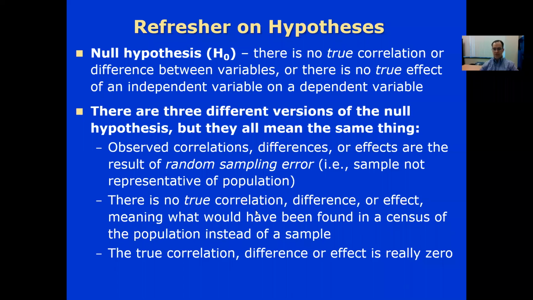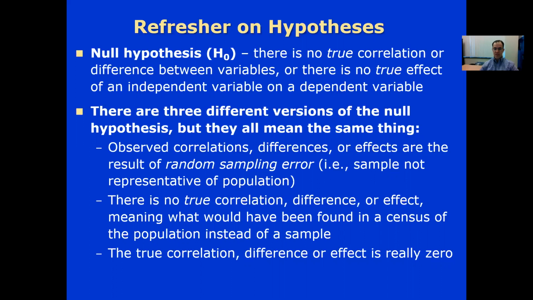Now, there are three different versions of the null hypothesis to be aware of, but they all mean the same thing. So it's important to be aware of this. The observed correlations, differences, or effect are the result of random sampling error. In other words, the sample is not representative of the population. Now, you can also see where there is no true correlation, difference, or effect, meaning what would have been found in a census of the population instead of a sample are not different. Or the true correlation, difference, or effect is really zero.